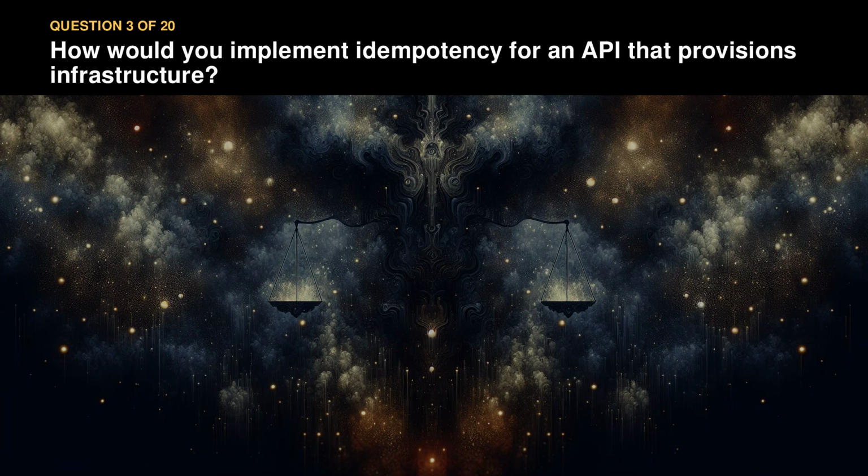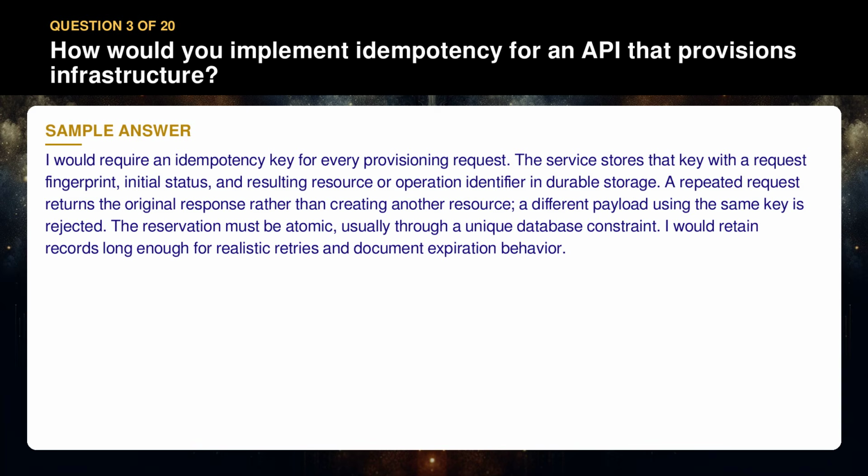Question 3. How would you implement idempotency for an API that provisions infrastructure? I would require an idempotency key for every provisioning request. The service stores that key with a request fingerprint, initial status, and resulting resource or operation identifier in durable storage. A repeated request returns the original response rather than creating another resource. A different payload using the same key is rejected.